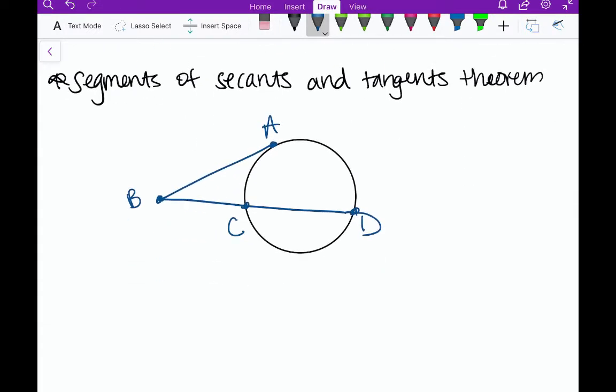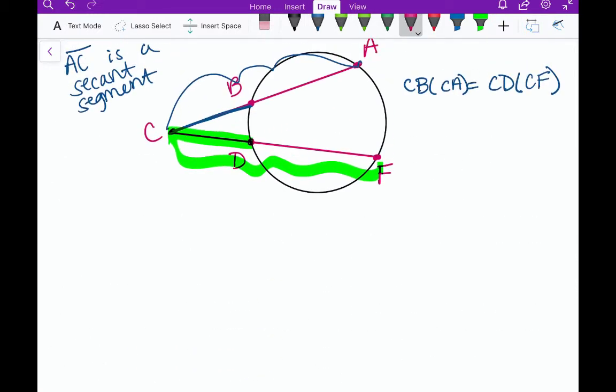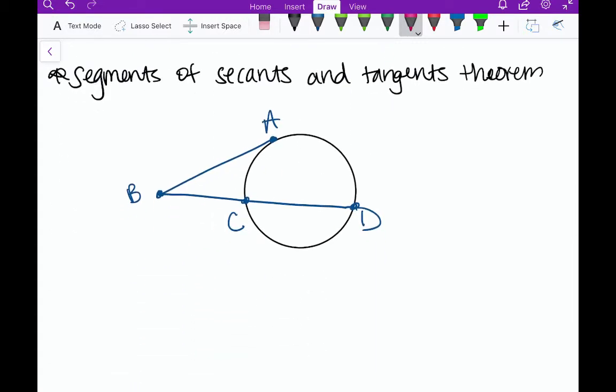Our last theorem is the segment of secant and tangent. So it's very, very similar to the last one. In the last one, notice they were both intersecting the circle twice. And here I only have one secant segment. So my secant segment is segment BD. And my tangent, of course, segment is AB.